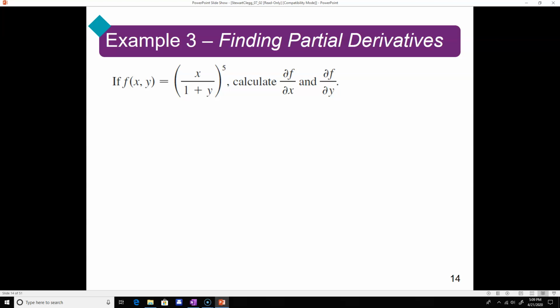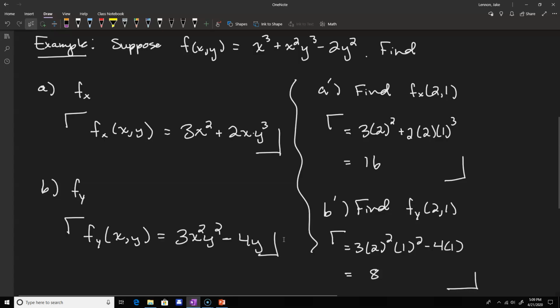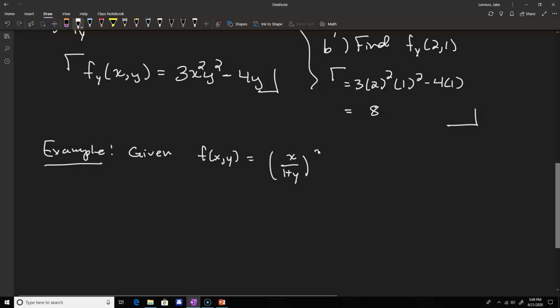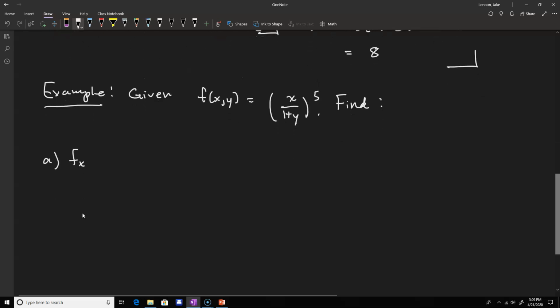Let's go ahead and do this example the way that I typically write it down, and it might differ a bit from the book because there's a number of ways to write down the chain rule. But let's go ahead and do this as well. So we have another example. We're given f of x, y is (x over 1 plus y) to the 5th power. We want to find the partial derivative with respect to x and the partial derivative with respect to y.